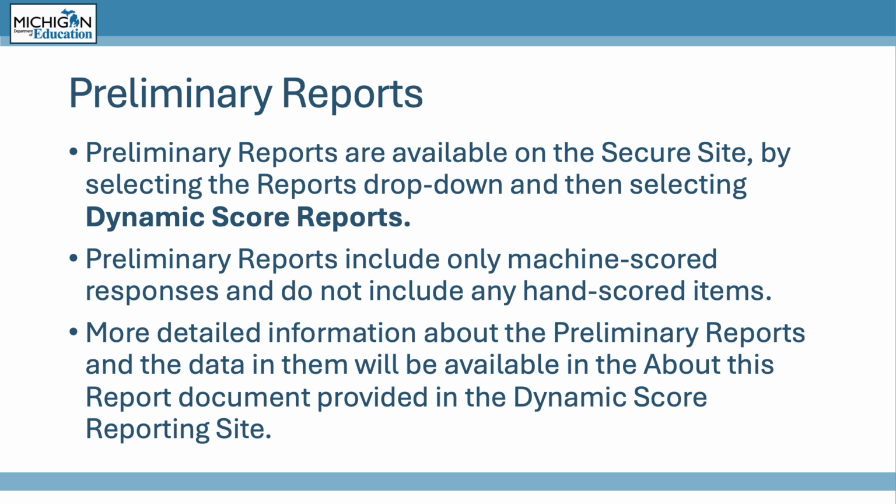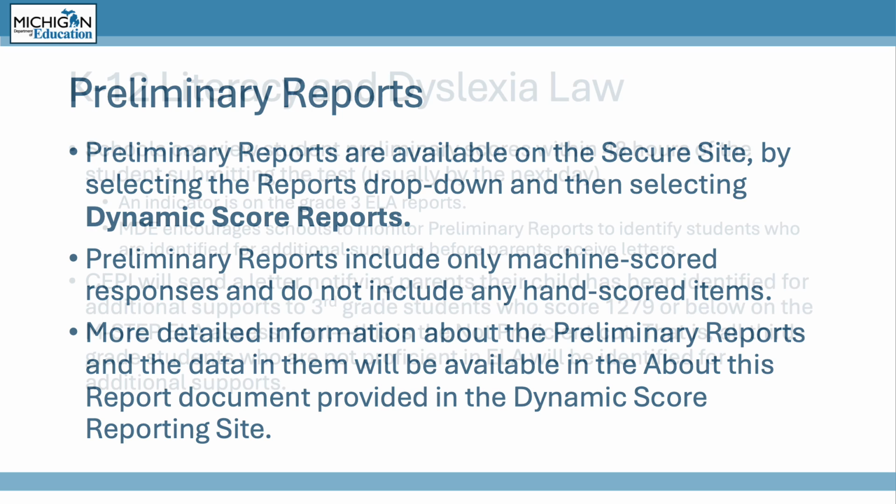Preliminary reports are accessed through the secure site by selecting the Reports drop-down and then selecting Dynamic Score Reports. Preliminary reports include only machine-scored items. They do not include any hand-scored items. More detailed information about the preliminary reports and the data in them will be available in the About This Report document that is provided in the Dynamic Score Reporting site.